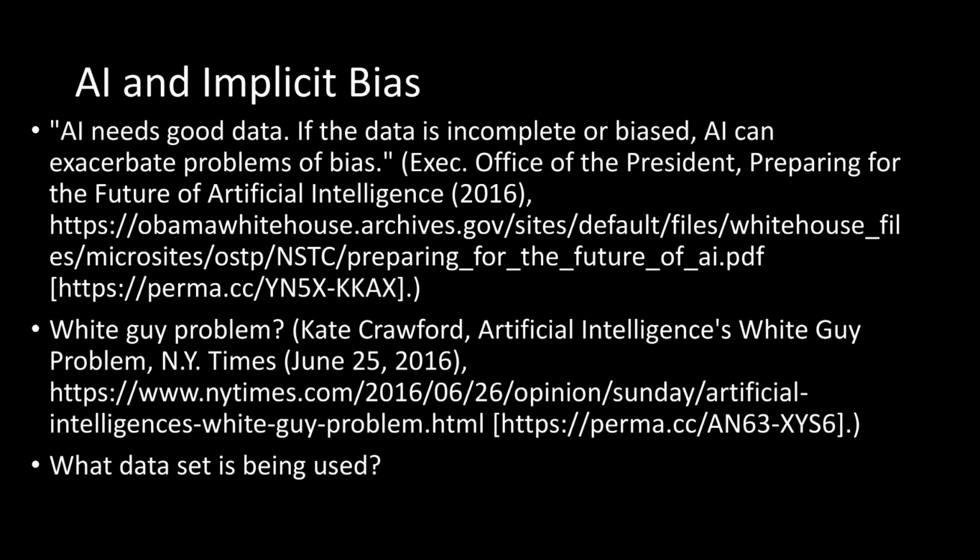And this brings us to the implicit bias question. Here are some quotes that we have from both the White House and from some New York Times journalists who have written articles on it. The root is that AI needs good data. And if the data is incomplete or itself biased, then AI, which is learning on that biased data set, will simply exacerbate the problems of the bias.